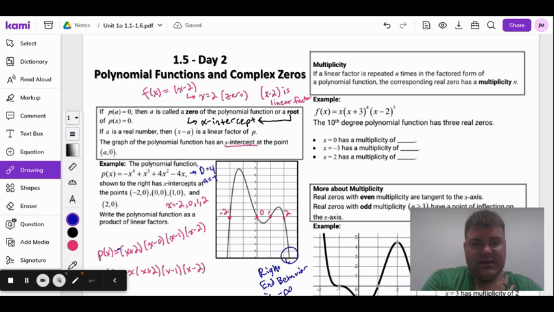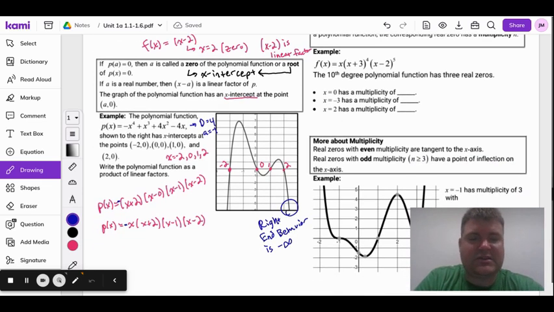So multiplicity: if a linear factor is repeated n times in a factored form of a polynomial function, the corresponding real zero has a multiplicity of n. An easy way to describe this is to look at this example. I have 3 real zeros, 3 roots, 3 x-intercepts, whatever. And that's going to be at x equals 0, -3, and 2.